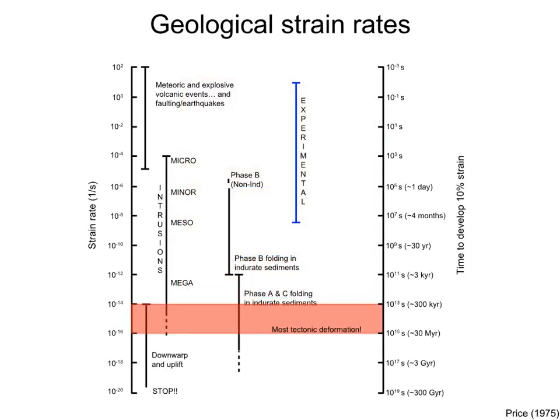The strain rates of tectonic deformation are in general between 10 to the minus 14 to 10 to the minus 16 per second. However, the strain rates one can possibly reach in a laboratory are much higher, from 10 to the 1 to 10 to the minus 8 per second. The lower range of strain rates in the lab corresponds to a 4 months experiment that reaches 10% strain. This is a problem when modeling tectonic structures in the lab.